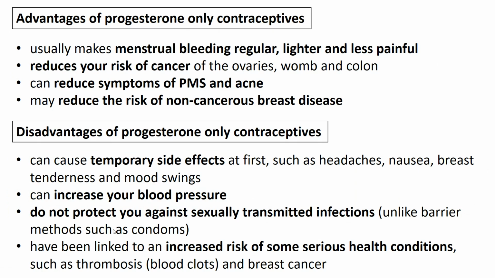The disadvantages are it can cause temporary side effects, especially at first, like headaches and nausea. It can increase your blood pressure. It doesn't protect you against sexually transmitted diseases, so barrier methods like condoms will prevent the STIs, whereas progesterone-only contraceptives just protect you from being pregnant. And there's been an increased link to an increased risk of serious health conditions like blood clots and breast cancer. But obviously with any drugs, as you learnt in B3, there are always side effects. Some of these disadvantages are actually disadvantages from pregnancy. For example, you are at greater risk of getting a blood clot when you become pregnant.